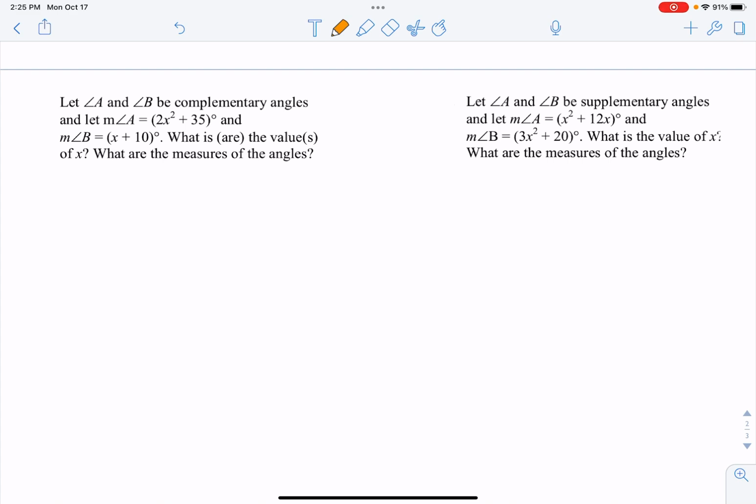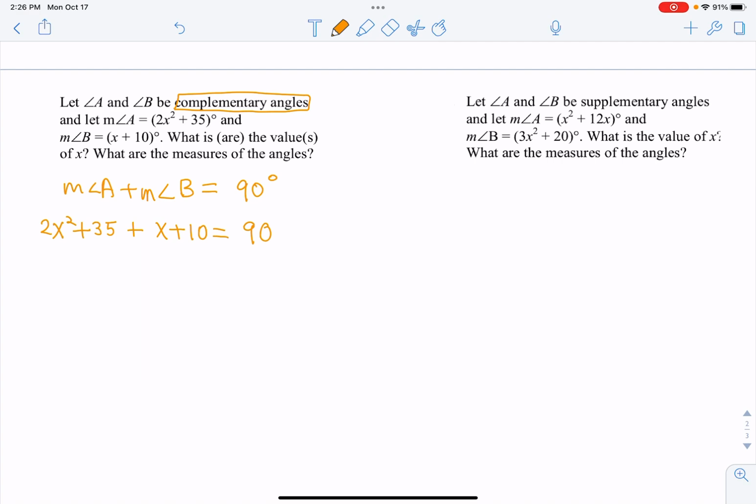So complementary angles means when you have a pair of angles, two angles, and you add them together, it will be 90 degrees. So measure angle A and measure angle B are complementary angles, which means measure angle A plus measure angle B will be 90 degrees. So we will substitute measure angle A as 2x squared plus 35 and then measure angle B as x plus 10 equal to 90 degrees.